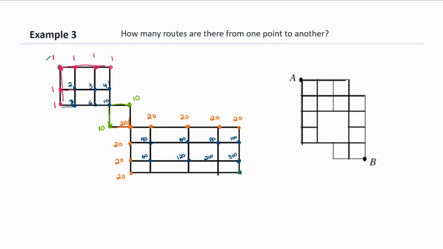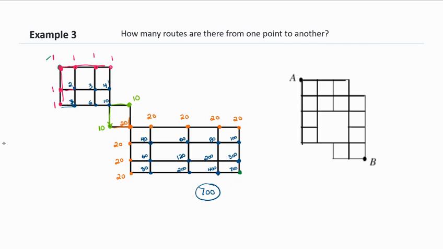A 20 and a 60 is 80. 80 and 120 is 200. 200 and 200 is 400. 400 and 300 is 700. So there are 700 ways to get from top to bottom here.